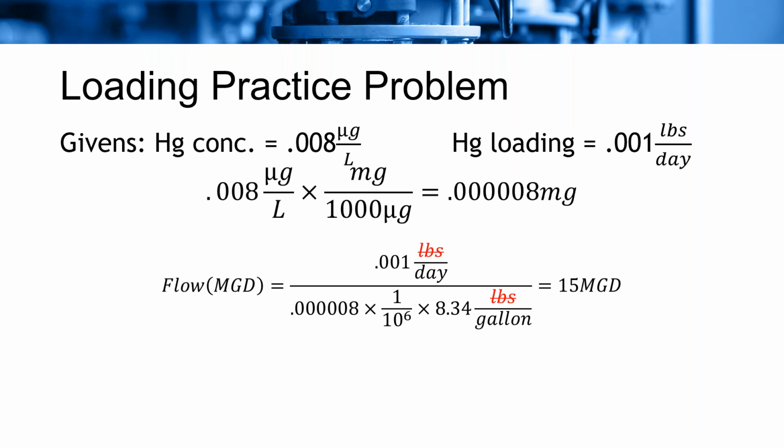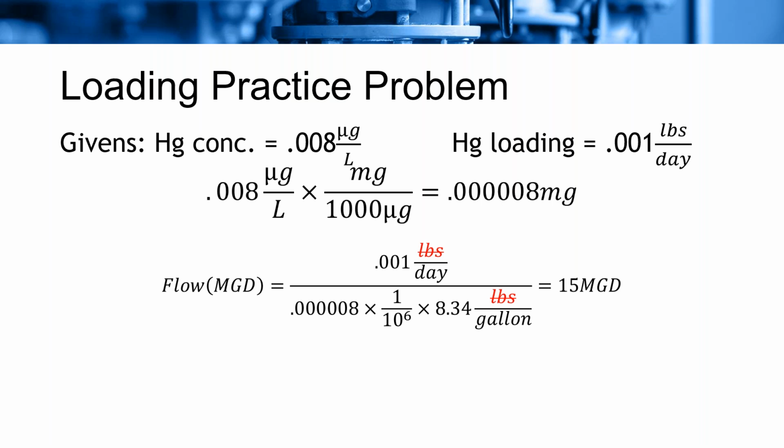The first thing we need to do after that is convert our micrograms to milligrams. We multiply by 1 milligram over 1,000 micrograms, and that results in 0.000008 milligrams per liter. When we plug that into our equation, our loading goes on the top, and on the bottom you'll notice the number looks a little odd: 0.000008 times 10 to the 6th. That's what makes it equal to our part per million. So we have per million on the bottom, and then we have our unit.